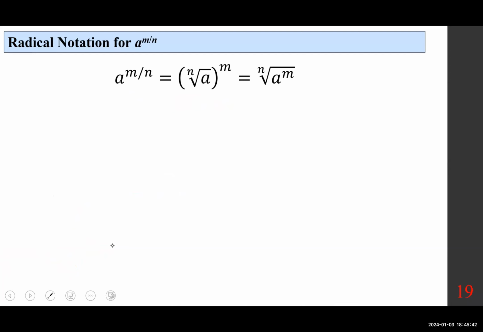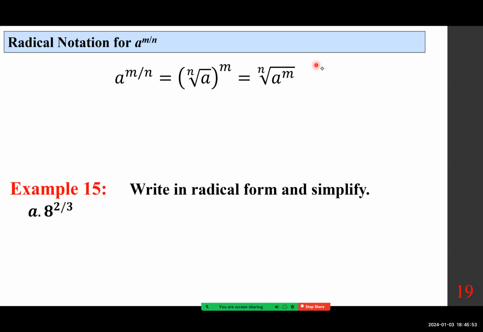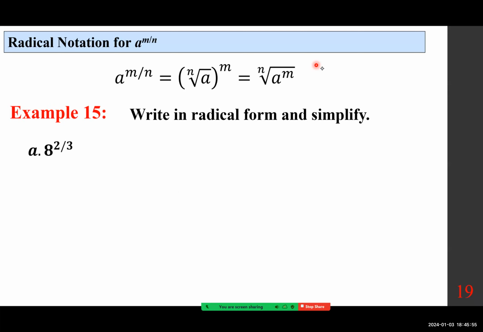Radical notation for a to the power of m over n. A to the power of m over n is the nth root of a to the power of m. There are two ways to write them. If we want to write a radical form and simplify, 8 to the power of 2/3, if you recall, becomes the cube root of 8 to the second power. It's important to know the denominator is the index. This is called the index. And you all know the cube root of 8 is 2. 2 squared makes it 4.